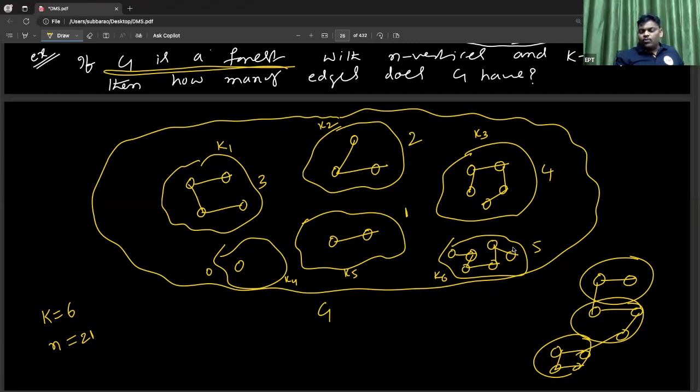How many edges? Count: 3 plus 2, 5. 5 plus 4, 9. 9 plus 5, 14. 14 plus 1, 15. Right? Edges are 15.